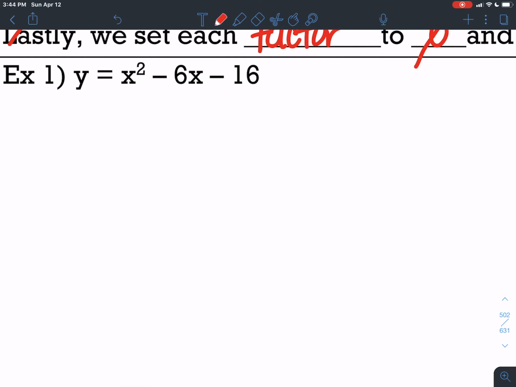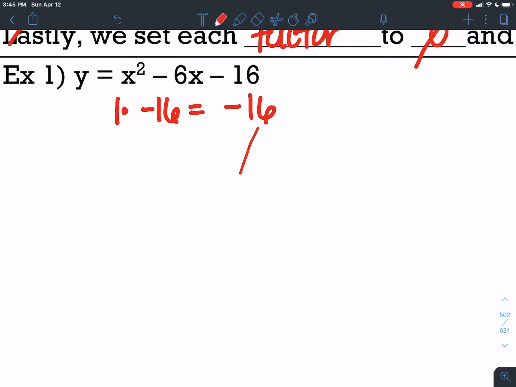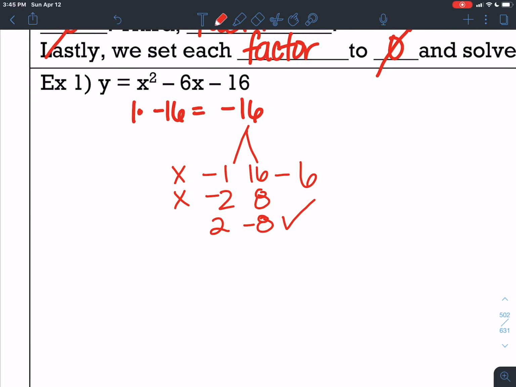So, first example. I'm going to multiply A times C. And I need two numbers that, when added together, give me -6 and, multiplied together, give me -16. I'm going to say -1, 16. No. -2, +8. No, but that's +6. So let's try +2, -8. And those are my answers.